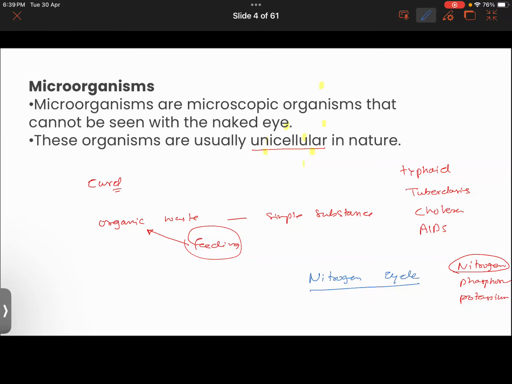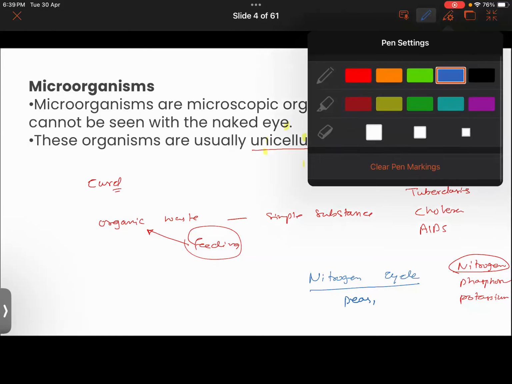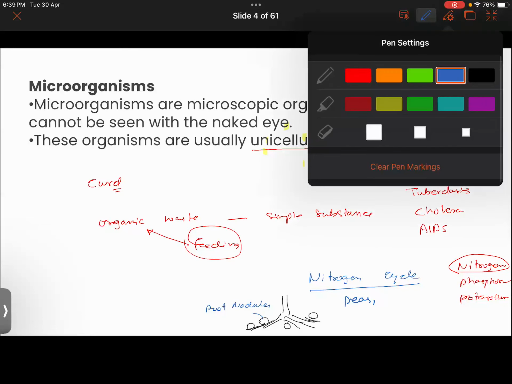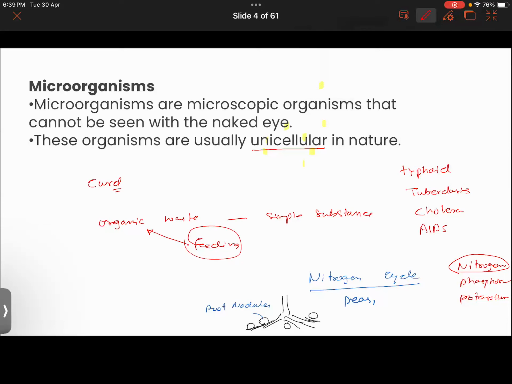But in some cases, we have plants like peas. If you look at the roots of the pea plant, you will find that its roots have bulb-like structures on them, which are called root nodules. Inside those nodules, there is a bacterium called rhizobium bacteria.